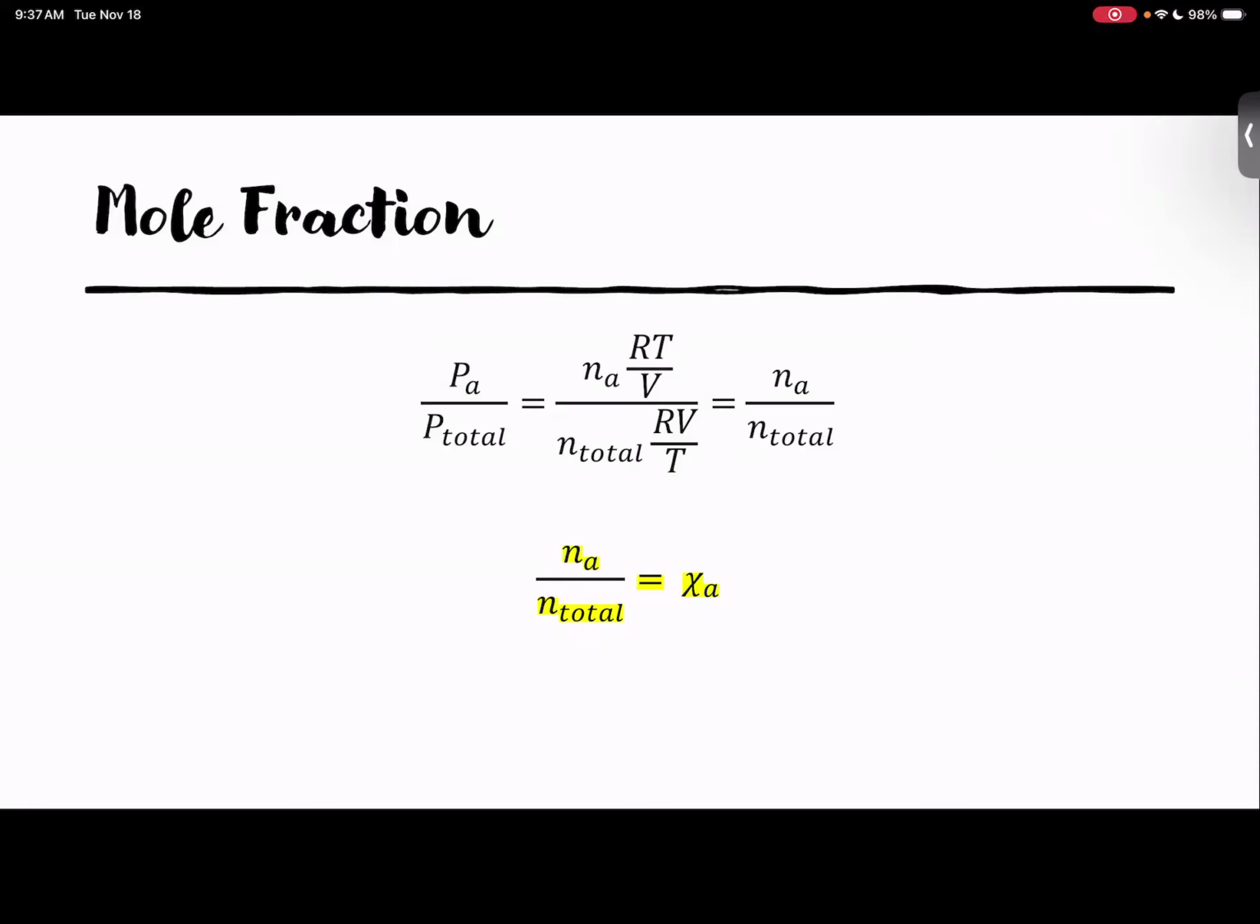Now, nA over n total has a specific name, and it is something you're going to need to know for college chemistry as well. It is the mole fraction. All mole fractions add up to the value of 1.